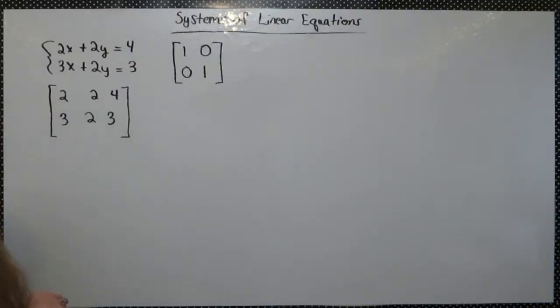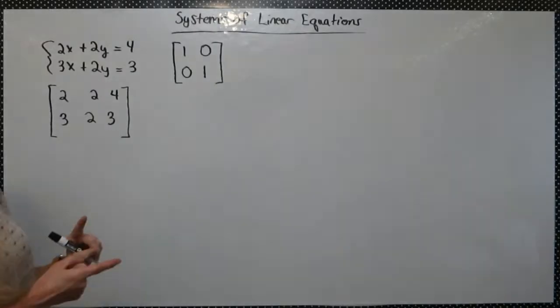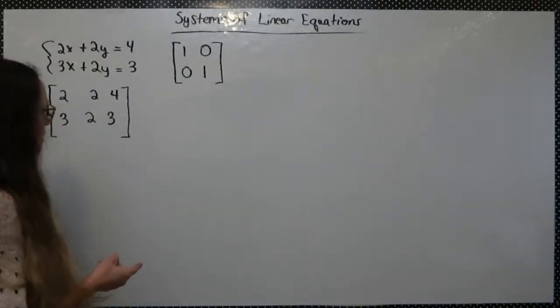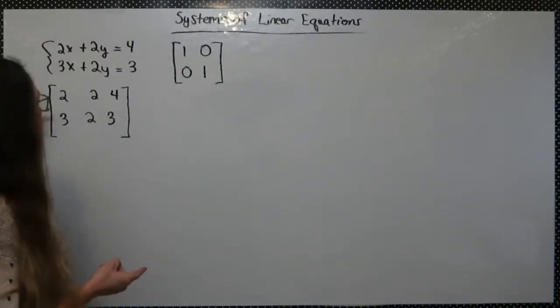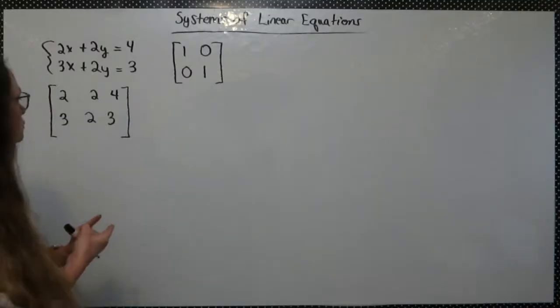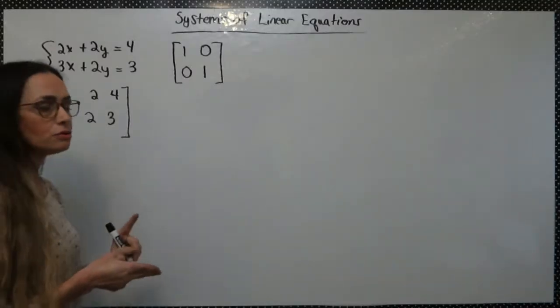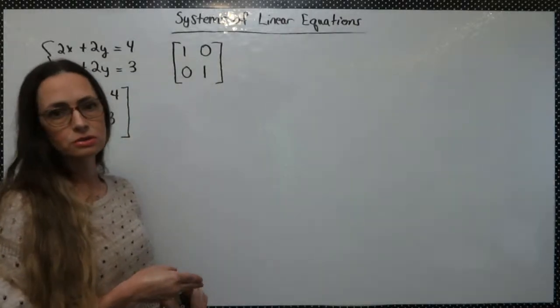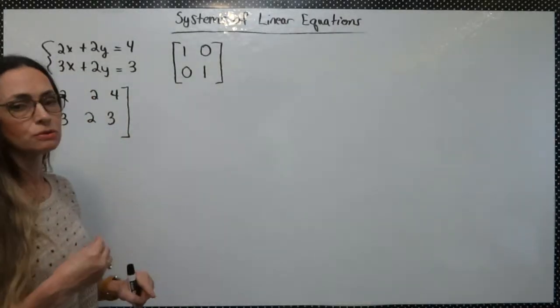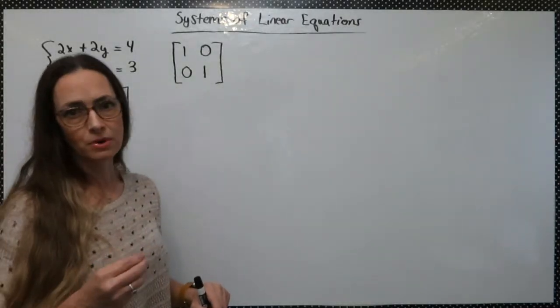So first of all, I'm going to go over the rules. You can swap any two equations, or rather rows. You can also add rows, and you can also multiply the rows by scalars. So there are 3 main rules, and those are called elementary row operations.